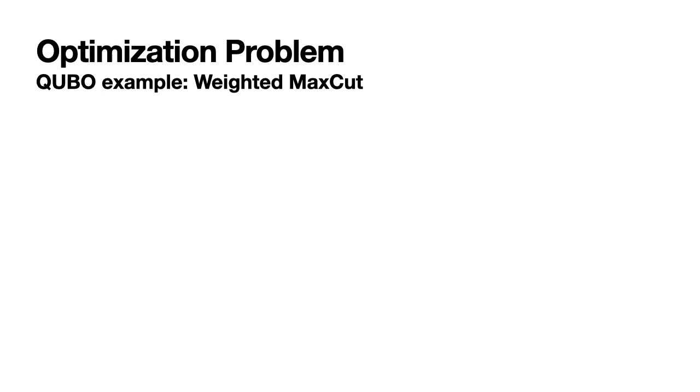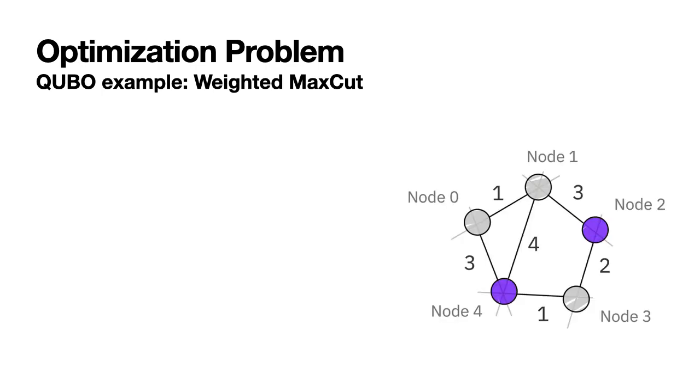Let's walk through a concrete example to see how a QUBO is formulated for the weighted max cut problem. The max cut problem asks us to divide the vertices of a graph into two distinct groups such that the number of edges between the groups is maximized. When we assign weights to these edges, the problem becomes even more interesting, as we now aim to maximize the sum of the weights of the edges cut by the partition. In this example, the graph contains 5 vertices and several edges, and the weights of the edges are different.